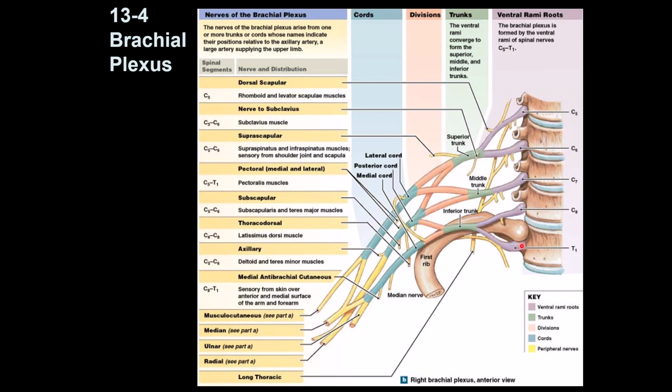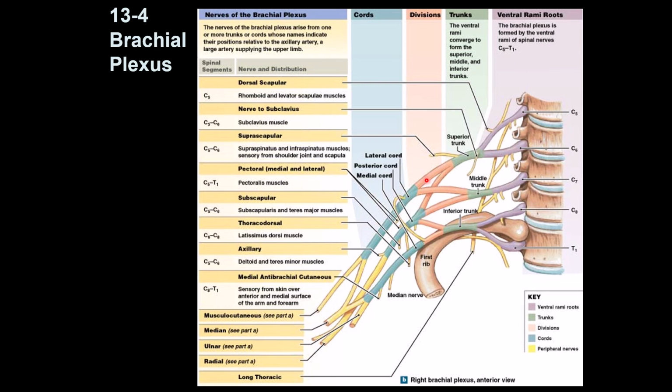Okay, ventral rami, and so C5 and C6 join together, and that makes the superior trunk. C7 continues as the middle trunk. C8 and T1 fuse together, and that makes the inferior trunk. Then the trunks will divide into divisions. So there are two divisions. One is the anterior division, the other one is the posterior division.